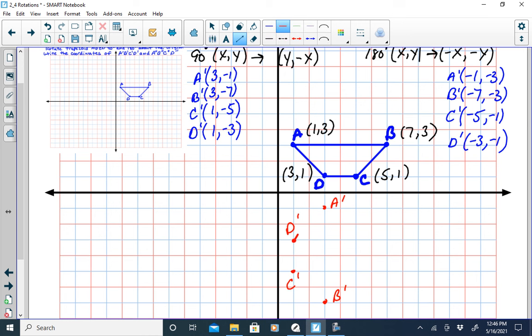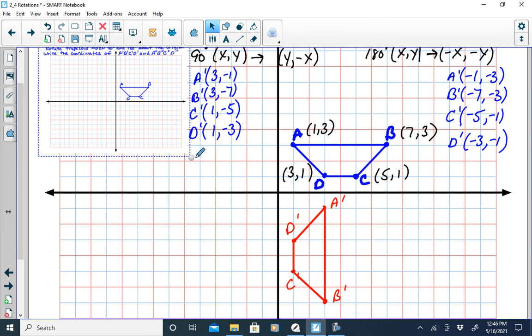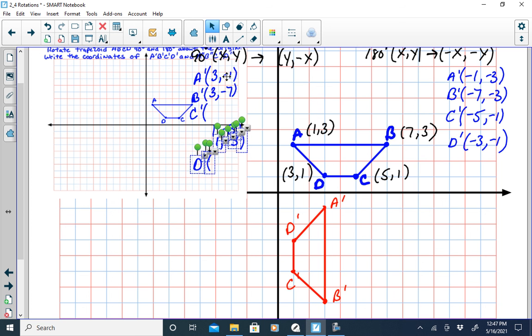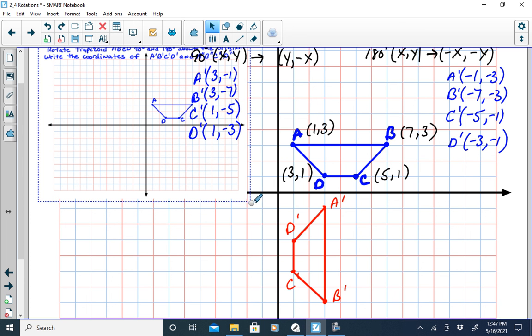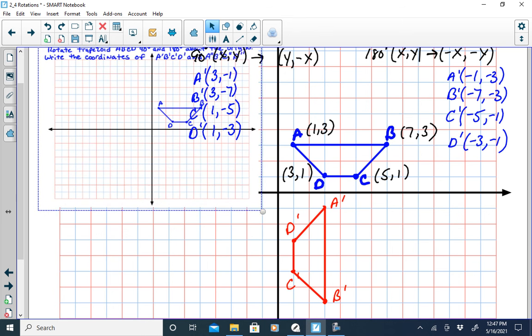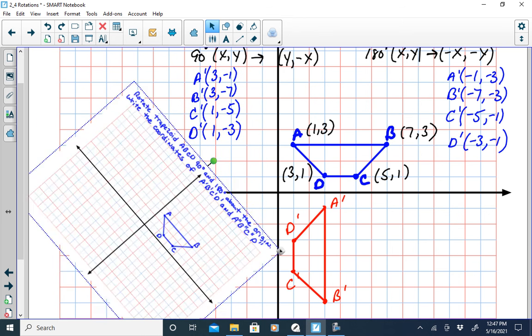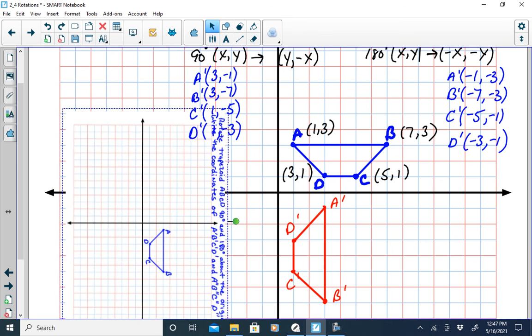Connect those points. Right, and does that look like a 90-degree clockwise rotation? Let's see if that looks like a 90-degree clockwise rotation. Oops. Undo that. There we go. I'll move that down here. And let's rotate it. Does that look like a 90-degree clockwise rotation? I think they match up pretty well. I think that works.